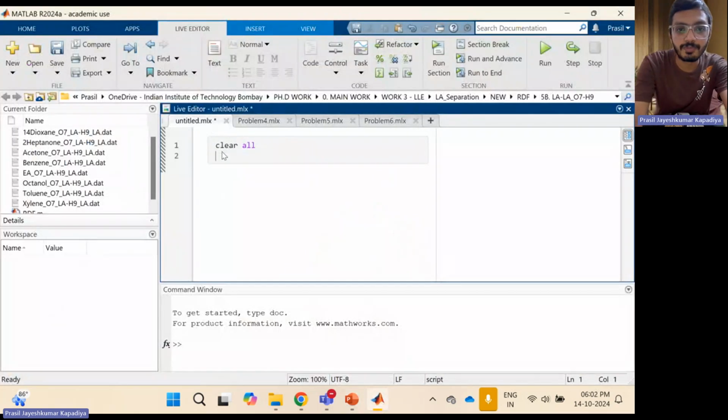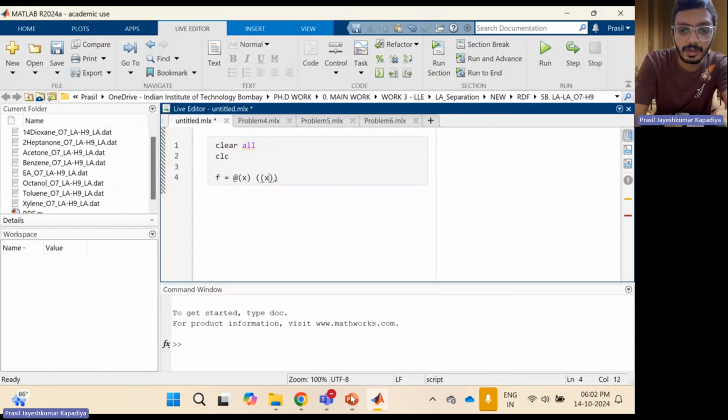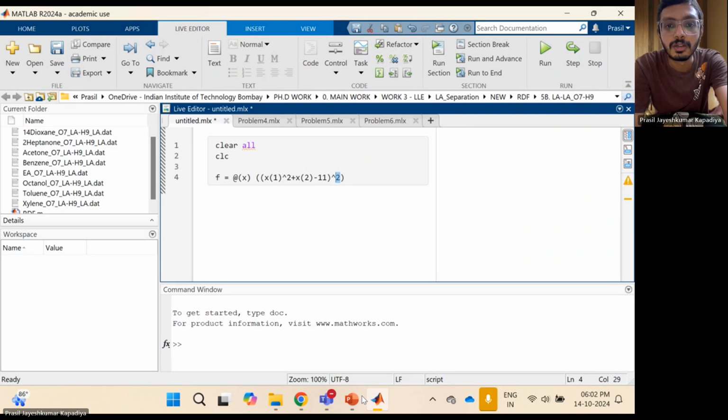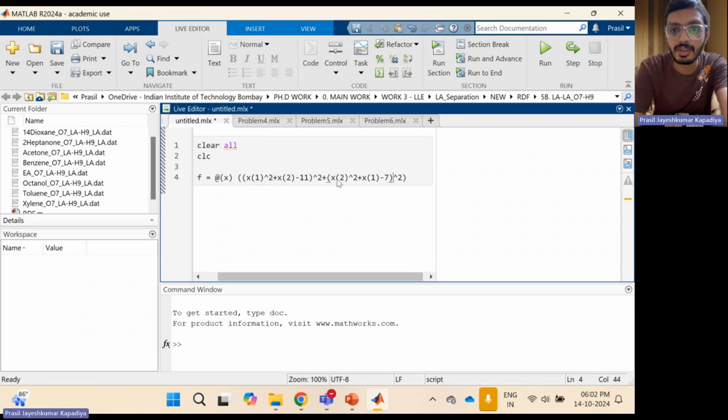So what did we do last time? We first wrote down the function. So our function was f is equal to @(x). The equation was (x of 1 square plus x of 2 minus 11) whole square, plus (x of 2 square plus x of 1 minus 7) whole square.